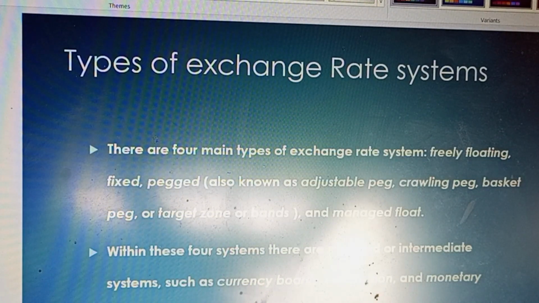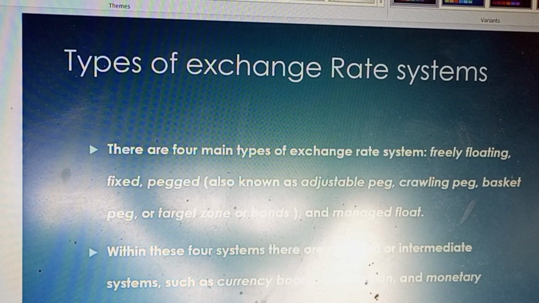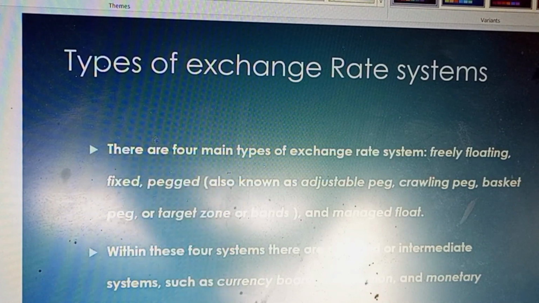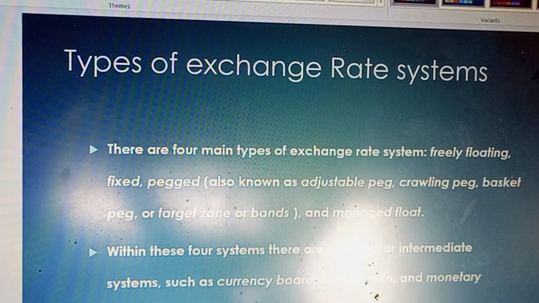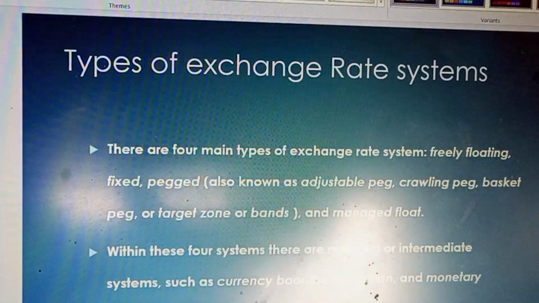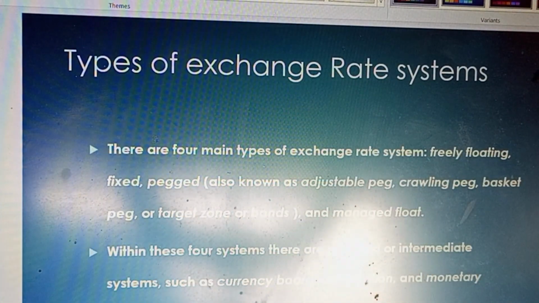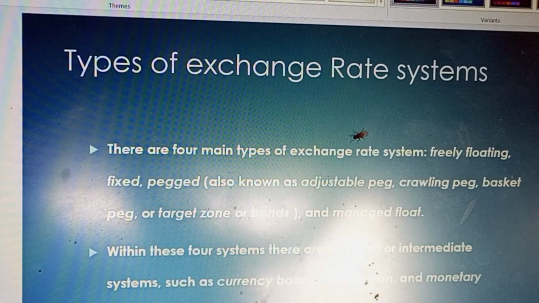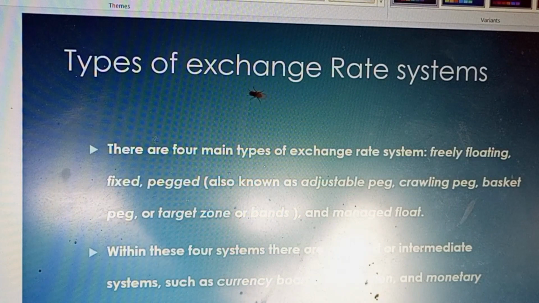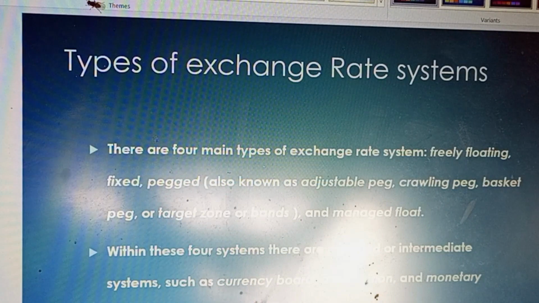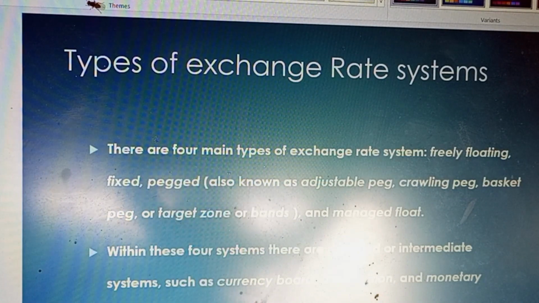Now, apart from these four, there are also some other micro systems that fall under these main types of exchange rate systems. Apart from the four, there are some micro ones, let me use the word intermediary exchange rate systems, that we have. One is dollarization, and then we also have the monetary union system, and then we also have what we call the currency board system.